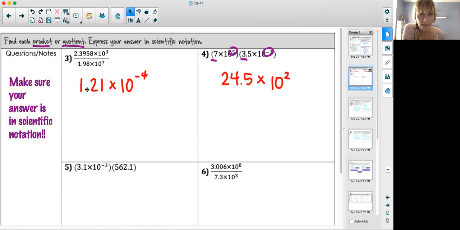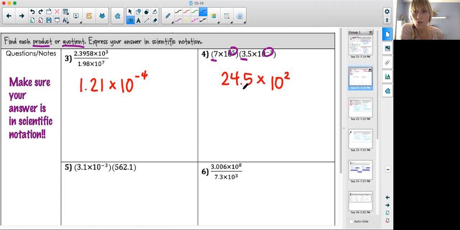Number 3, is it scientific notation? Yes, it is. Number 4, is it scientific notation? No, it's not. How come? Because 24.5 is not between 1 and 10.